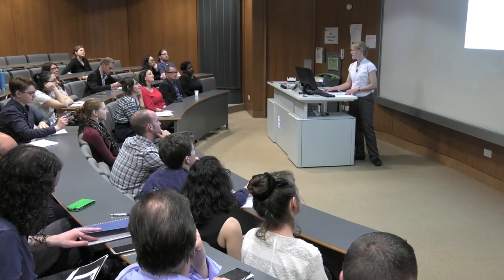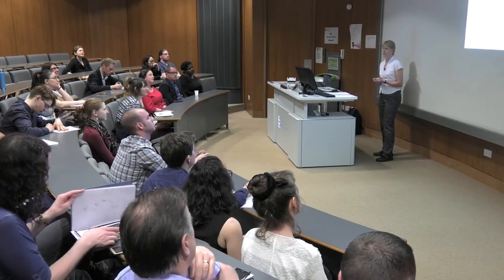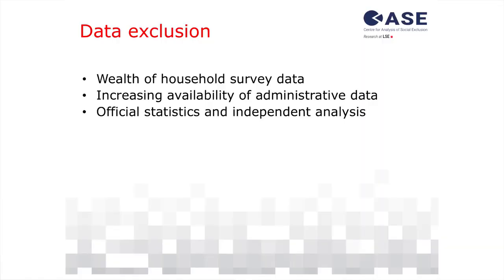So data exclusion, well, you might first of all think, well, hang on a minute, we've got more data than we know what to do with. We've got a wealth of household survey data. They're readily accessible, many of them through data archives. They're increasingly widely available. Similarly, administrative data, something that Nick in the back there knows a great deal about, possibly too much about, I don't know.